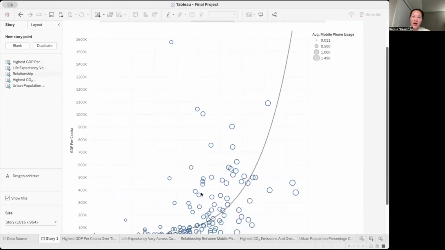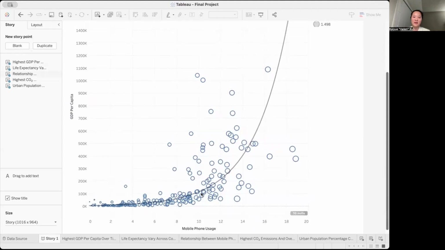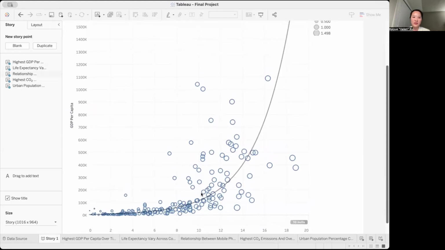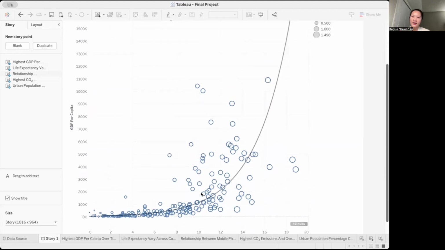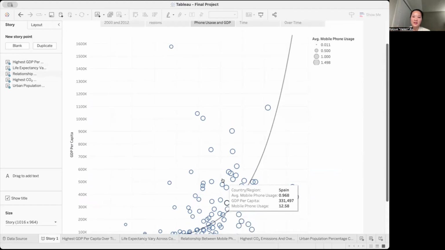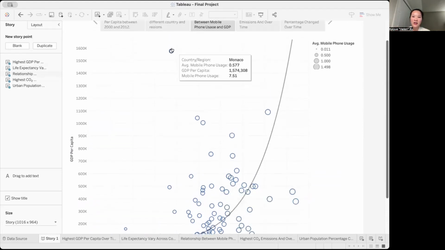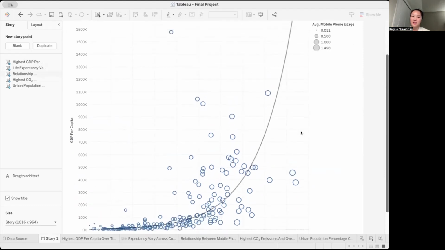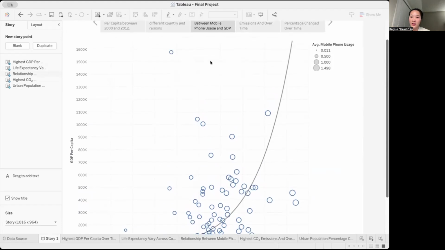That's what I thought before: when the GDP per capita gets higher, the number of mobile phone users will get higher. We can see that in the trend line here. The only outlier is the first part, Monaco, but Monaco has only a small number of people, so that's why it is there.